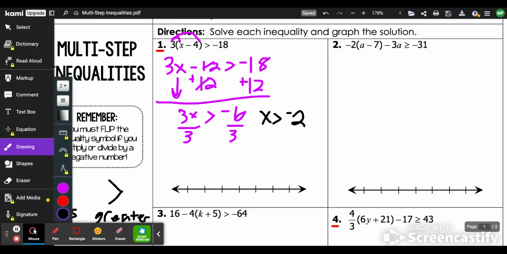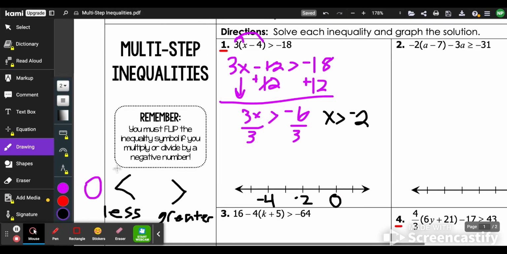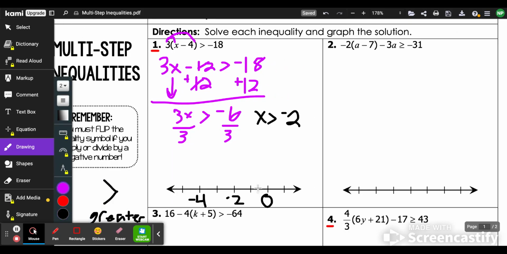So actually negative 2 could not be our answer. It's got to be numbers greater than negative 2. So whenever we graph it, and it doesn't matter what numbers you put down here as long as negative 2 is in there. So I'm going to put negative 2 here. And then this is going to be negative 4 here. And then negative 2, negative 1, and this will be 0 here. So then since it's greater than, if I look back over at my notes, that tells me an open circle. So I'll put an open circle on negative 2, and it's all the numbers that are greater than negative 2.